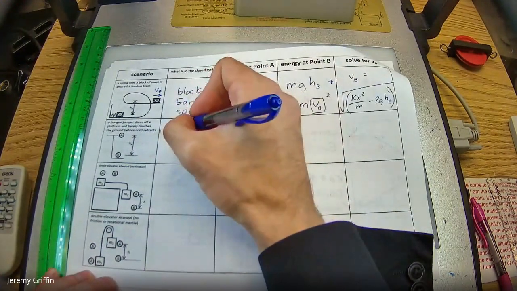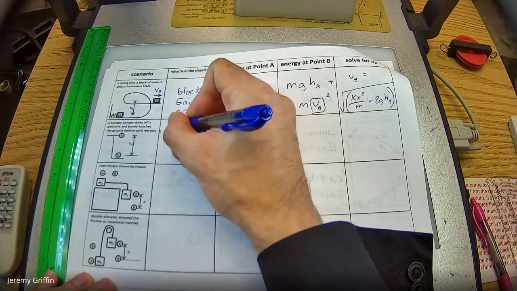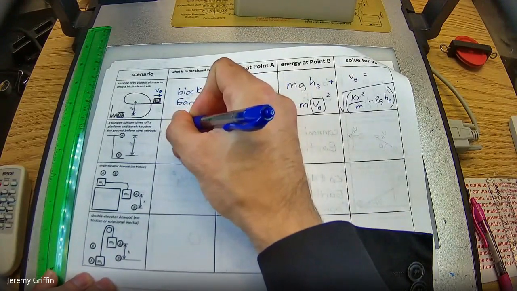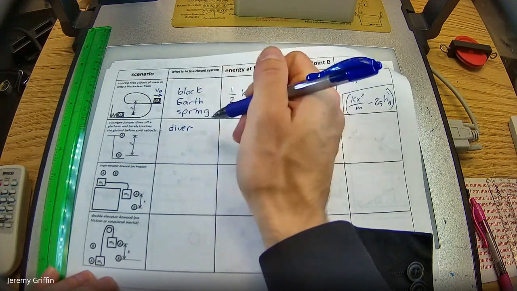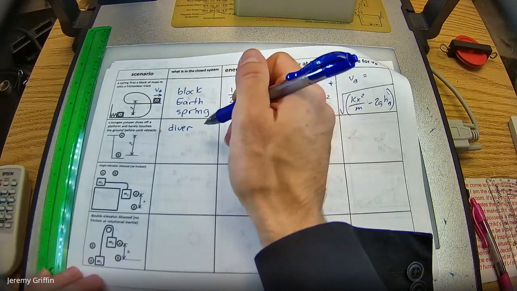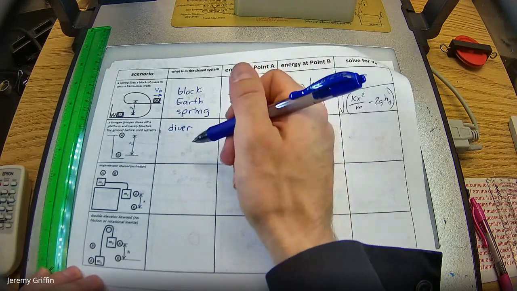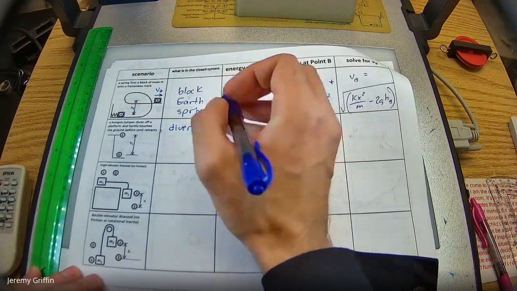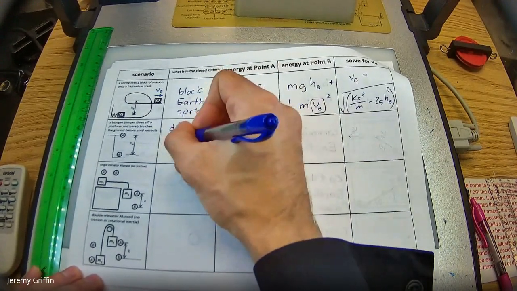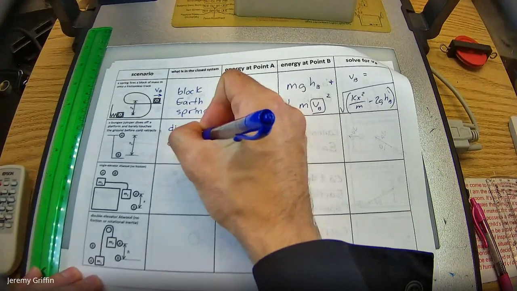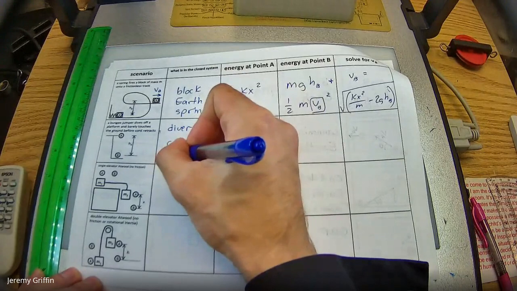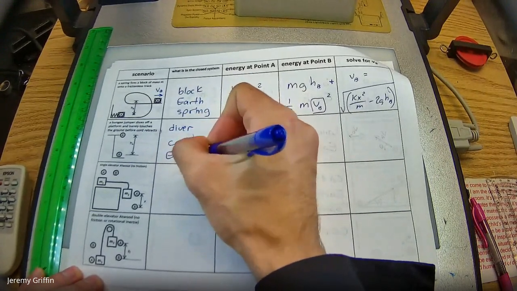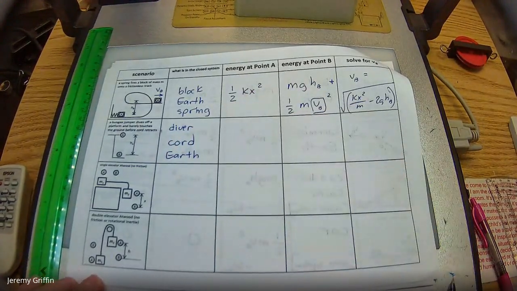What objects are in the system? The bungee jumper. Yeah, they did call him a diver on the FRQ too, and I've been using that word today, so just write diver. So the bungee jumper. The cord. You are right. The cord is important, and also the earth. Those are the three relevant objects. The cord was a tricky one, but you guys got that, so that's awesome.